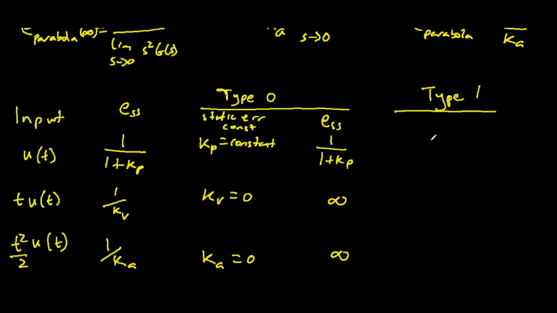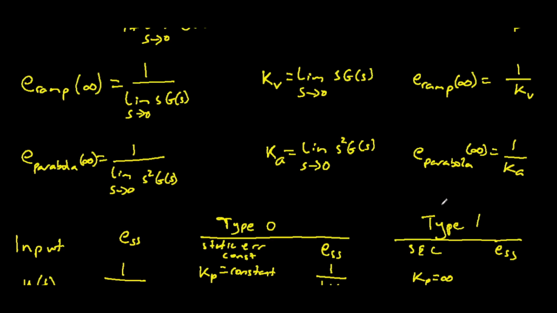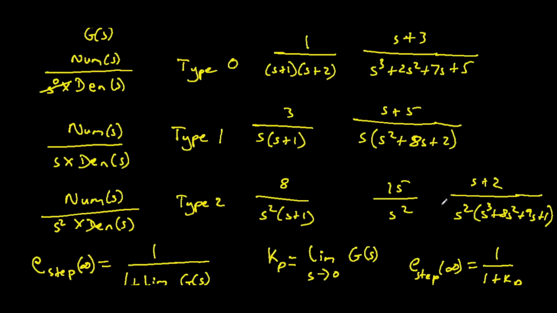for a type 1 system, our static error constants are here. I'll just call them SEC, and then we'll have our ESS, steady state error, on that side. For your Kp will be infinite for a type 1 system. Your Kv, on the other hand, will be constant, and your Ka will be 0. We could take a look at, again, these examples we had over here to find out if that's the case.